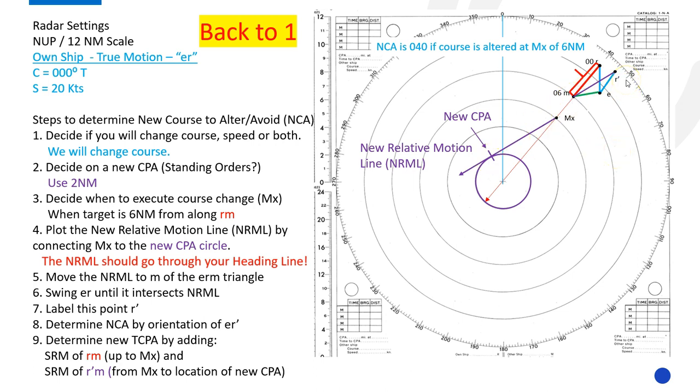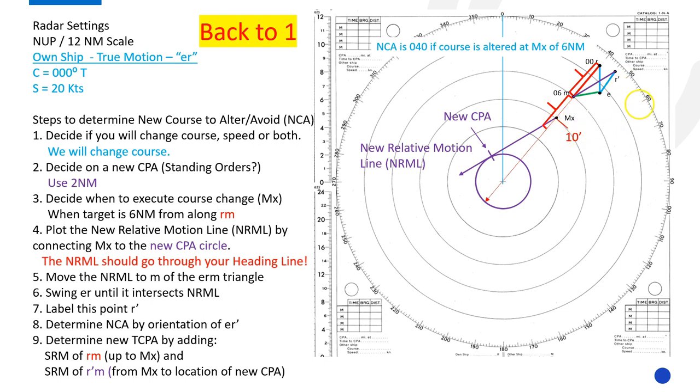That's a lot of words, so let me just show you. That's how far I went in 6 minutes based on the old triangle. 6, 12 is about here, and this is a little bit shy of that, so that looks like about 10 minutes. So from the time of R, 10 minutes is when I'm going to arrive at MX. That's when I'm going to change my course.